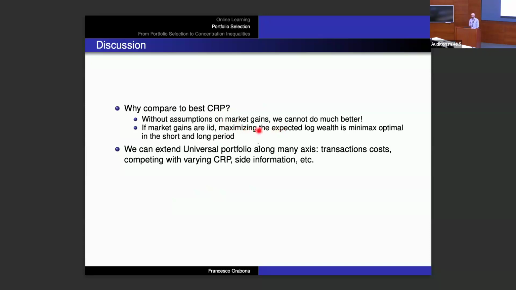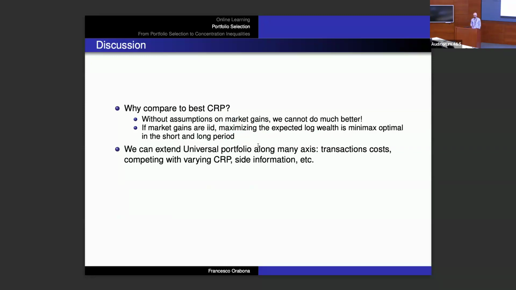This is provable. And in the opposite case, in which instead you assume that the market gains are IID from some unknown distribution, maximizing the expected log wealth is minimax optimal in the short and in the long period. So if everything is stochastic, the constant rebalance portfolio is the optimal strategy.